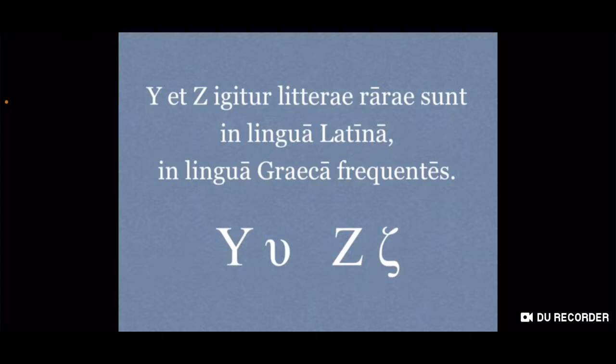So Y and Z are rare letters in the Latin language. In Lingua Graeca, frequentes. In the Greek language, frequent, common. Rare and common.